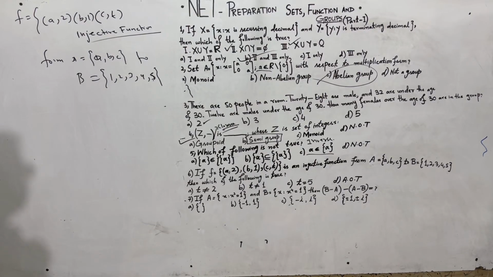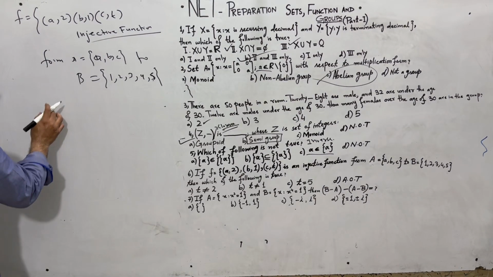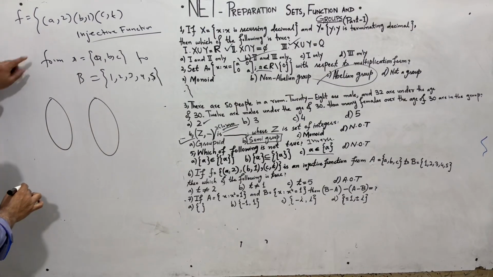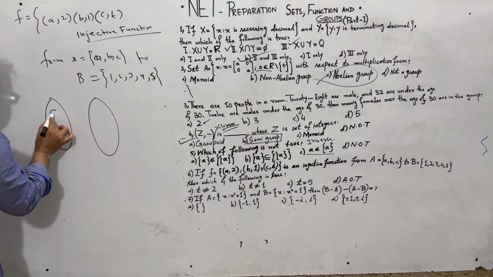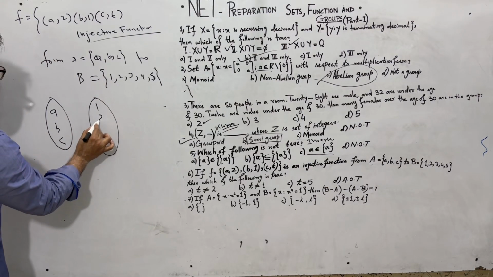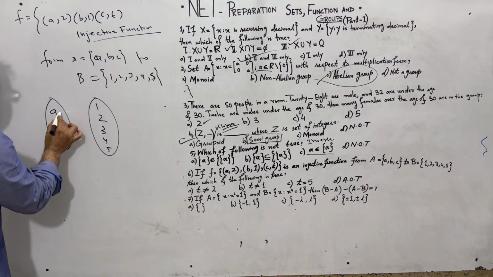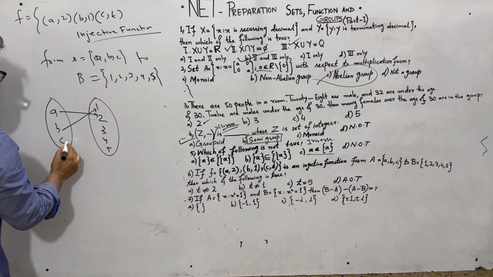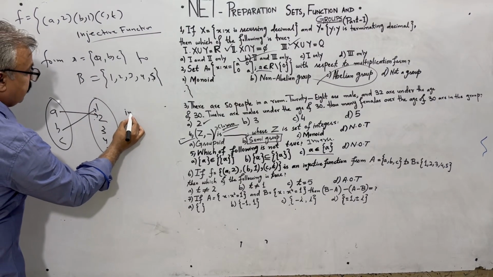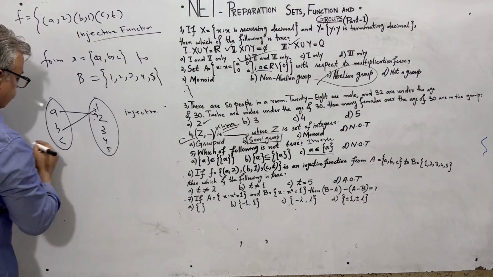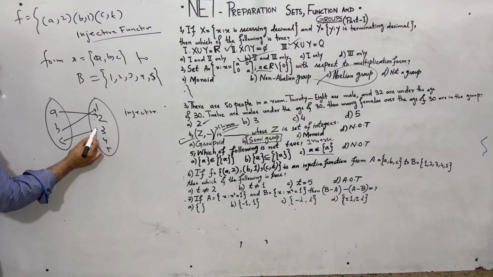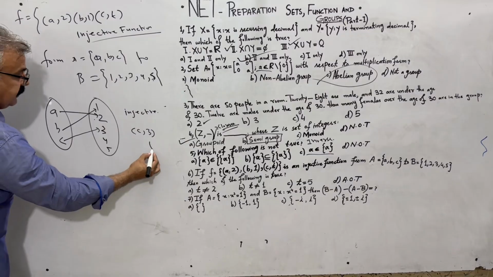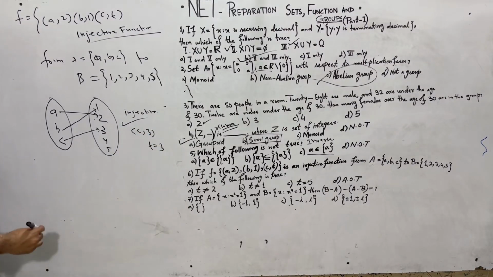Then which of the following is true? Injective means each element has a unique image. Here the domain has A, B, C, while the range is 1, 2, 3, 4, 5. A to 2, B to 1, C to, for an injective function, C may be related to 3. It's true. If we take this one, the value of T is 3. It is injective.